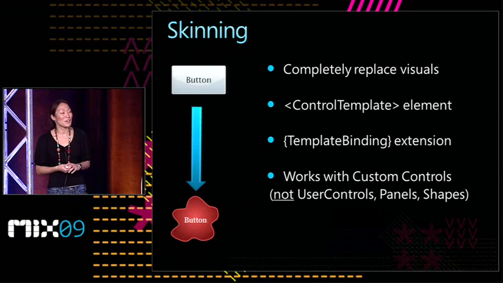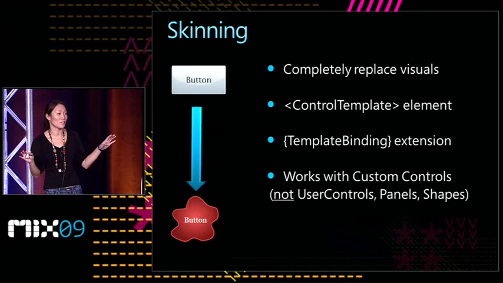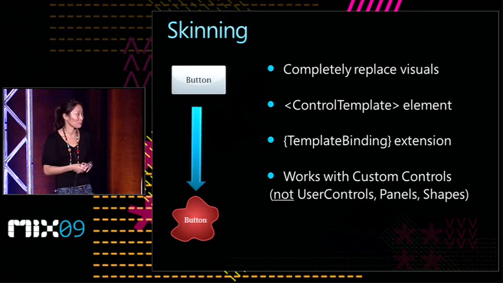Okay. So inside of Silverlight 3, the way you do skinning is through control templates. Control templates is where you actually define what you want the control to look like. And then you can use a template binding to link, if necessary, between the control template's visuals and the visual properties on the control itself. And we'll see how you do that in a little bit.